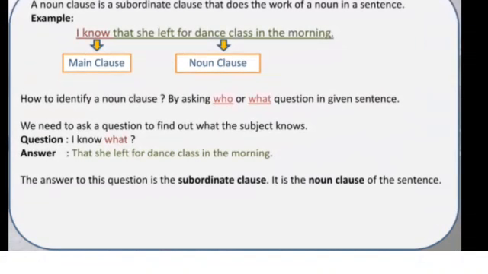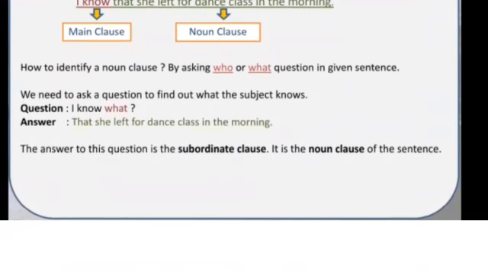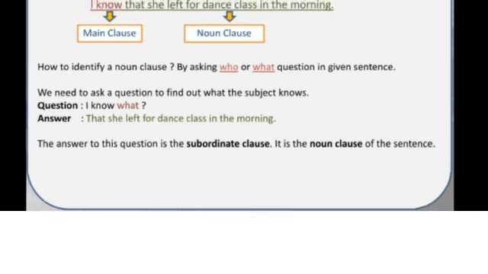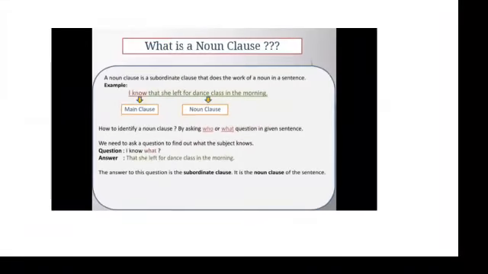So we need to ask the question: I know what? I know that she left for dance class in the morning. So what is the answer? The answer to what is our noun clause. So the answer to this question is the subordinate clause, and it is the noun clause of the sentence.